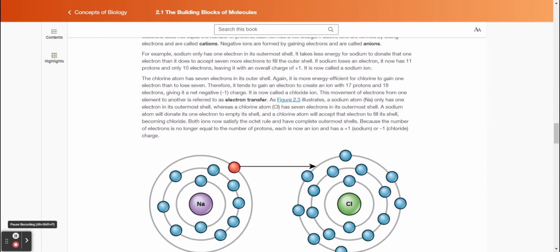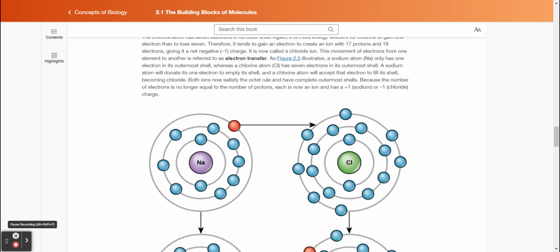For example, sodium only has one electron in its outermost shell. It takes less energy for sodium to donate that one electron than it does to accept 7 more electrons to fill the outer shell. If sodium loses an electron, it now has 11 protons and only 10 electrons, leaving it with an overall charge of positive 1. It is now called a sodium ion.